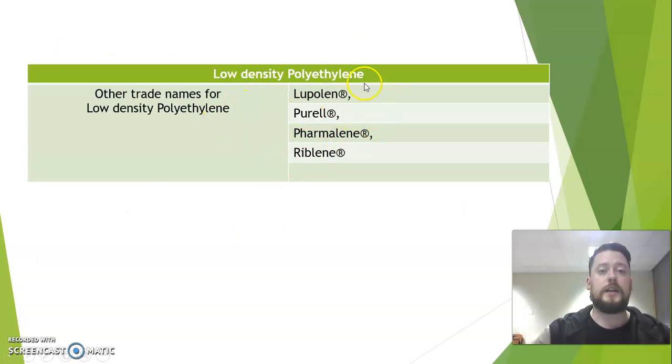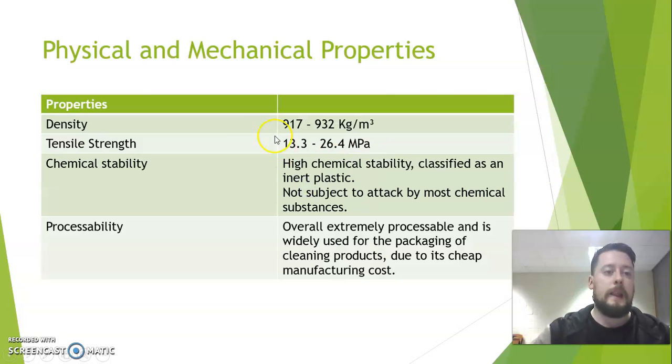There's the different trade names it's used under: Lupolen, Purell, Pharmalene, and Riblene. So there you can see the mechanical and physical properties of polyethylene.